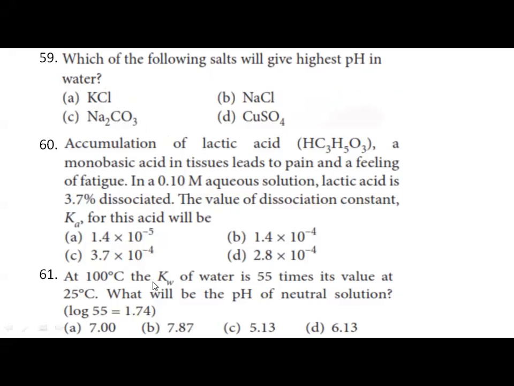At 100 degrees Celsius, the Kw of water is 55 times its value at 25 degrees Celsius. What will be the pH of the neutral solution? Log of 55 is given, that is 1.74. See, we know that for water, at 25 degrees Celsius, what is Kw? Ionic product of water is 1 into 10 raised to minus 14.